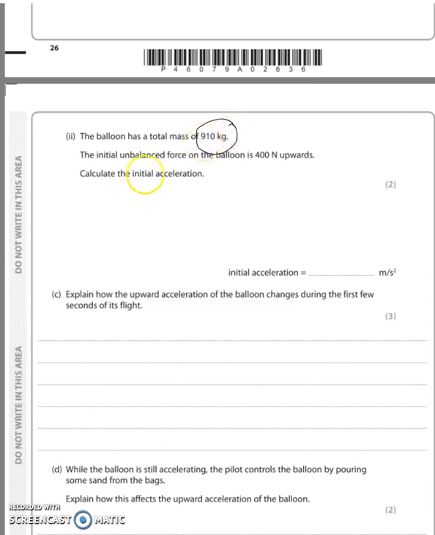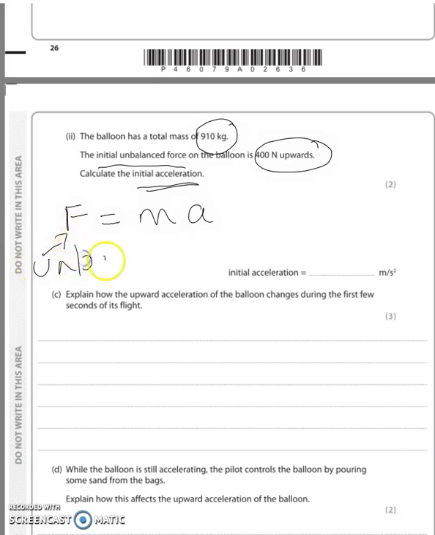So the balloon has a total mass of 910 kilograms. The initial unbalanced force is 400 newtons upwards. Calculate the initial acceleration. So they've been very nice here. They've told you which equation to use. They've even reminded you that this is the unbalanced or resultant force. So this doesn't mean that it's the force upwards, it's the actual overall force. So it's just a matter of putting the numbers in.